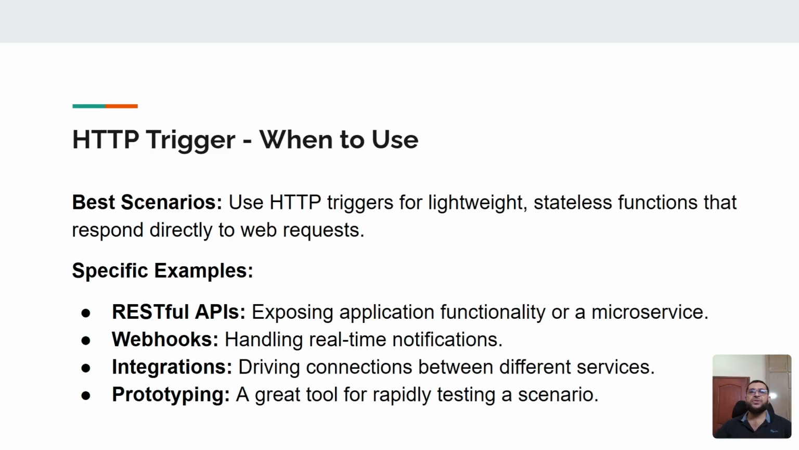So a few questions, like when to use the HTTP trigger. This is a very common question. Use the HTTP trigger for lightweight, stateless functions that respond directly to web requests. For example, if you have a REST API, you can use the HTTP trigger. Webhooks handle real-time notification integration, like drawing a connection between different services, and you can also use it for prototyping. So these are some use cases.